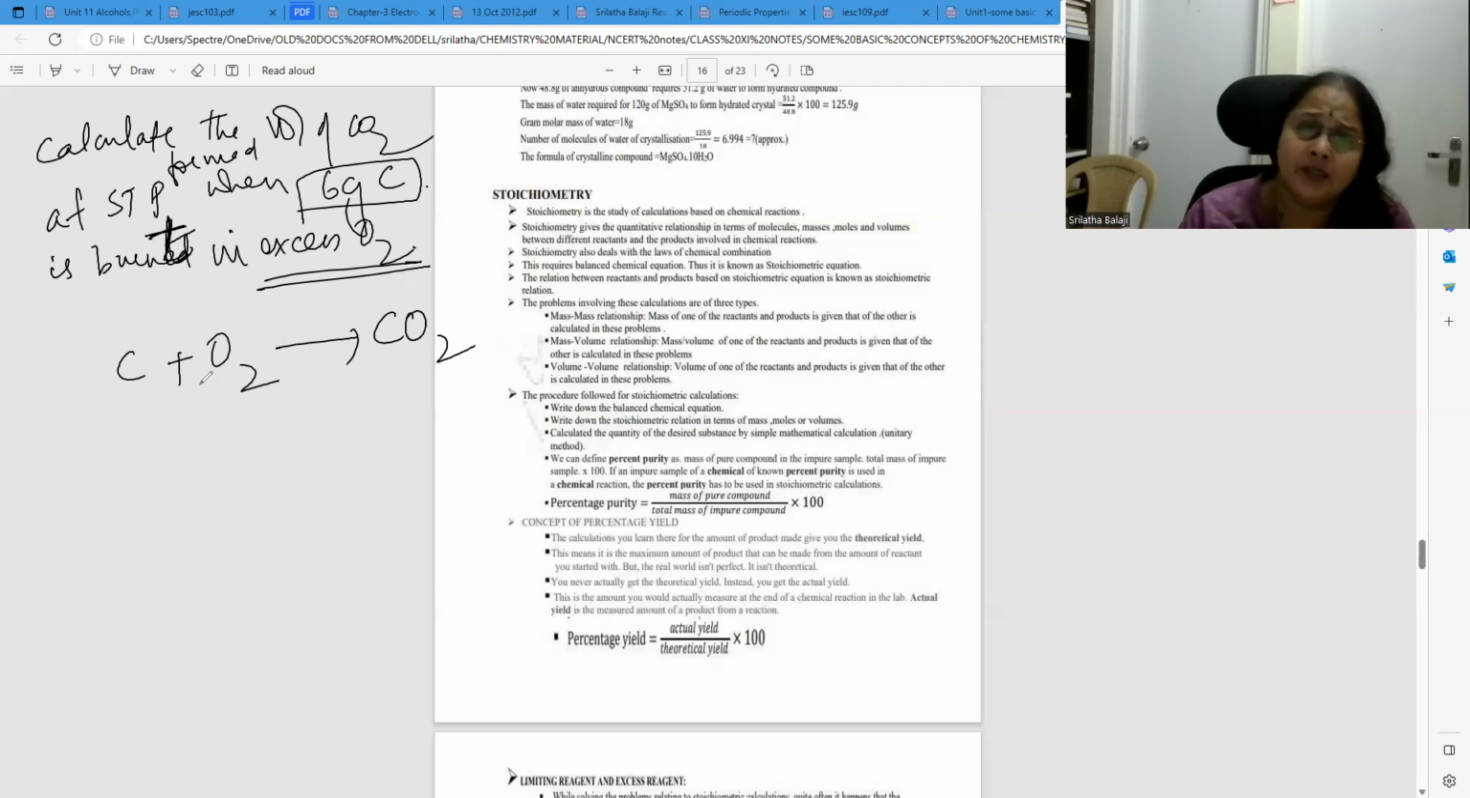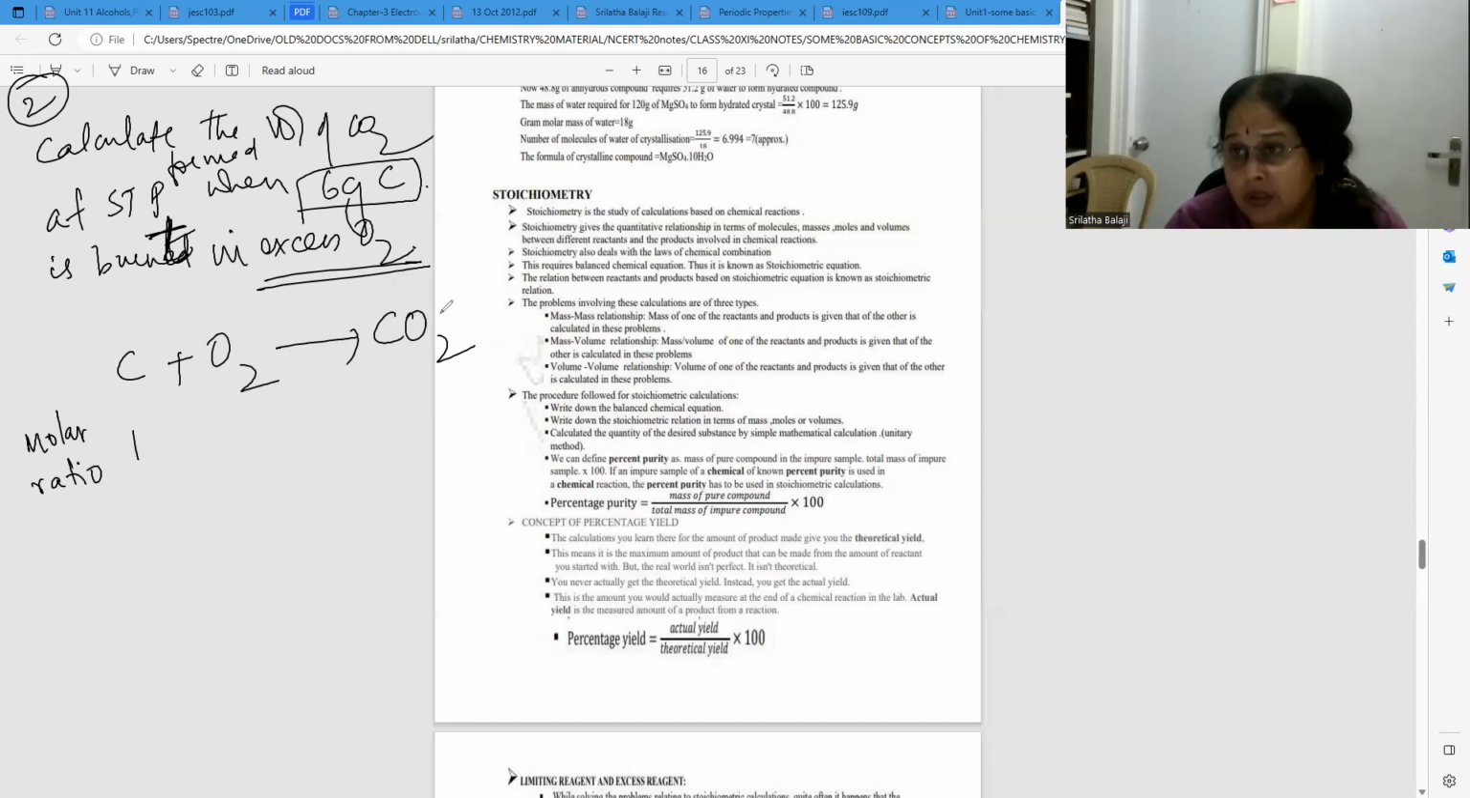Carbon dioxide. Is it balanced? Yes, it's already balanced. So now what is our stoichiometric relation? What's the molar ratio? What did I say molar ratio is? The stoichiometric coefficients are giving you the molar ratios. So what is the coefficient before carbon? Nothing means it's 1, right?